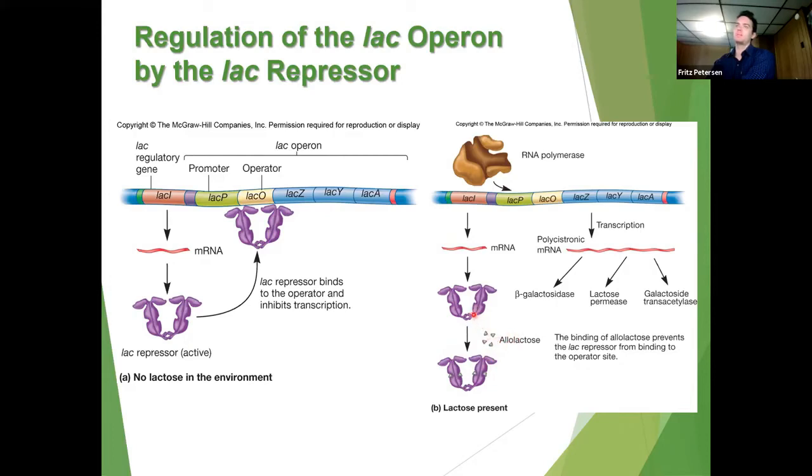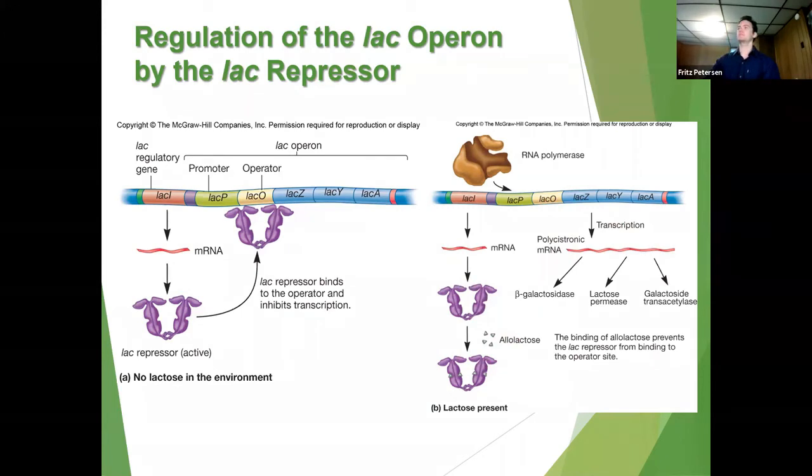Now moving on to when lactose is present in the environment, allolactose will bind to your repressor and prevent it from binding to your DNA. In this case, because it's not bound there, transcription can happen. See, your mRNA is produced, and translation will occur following this.